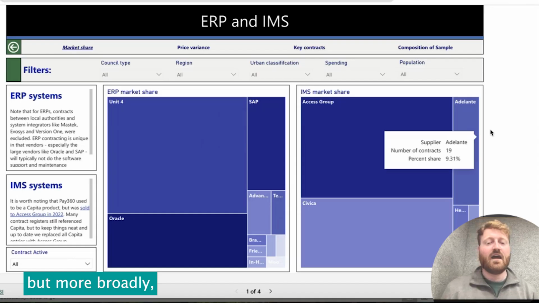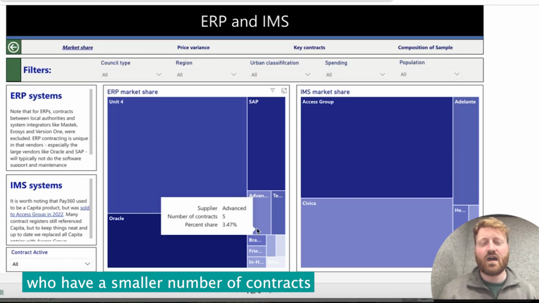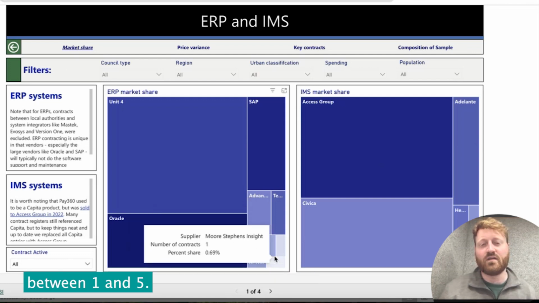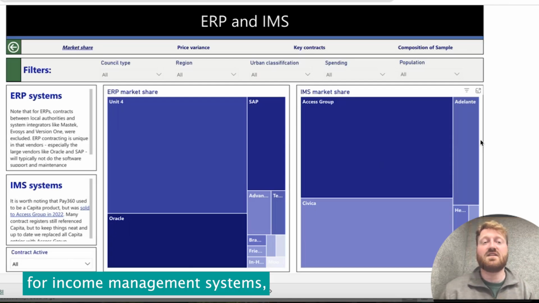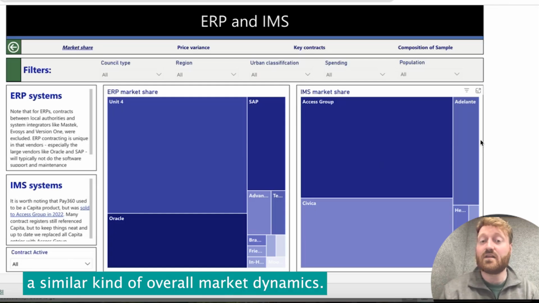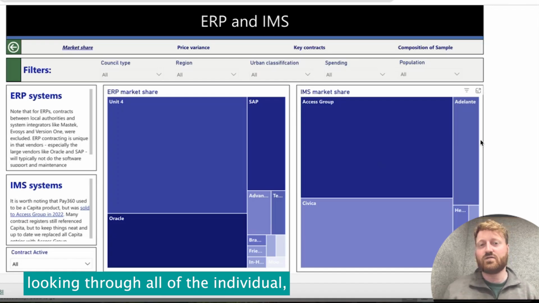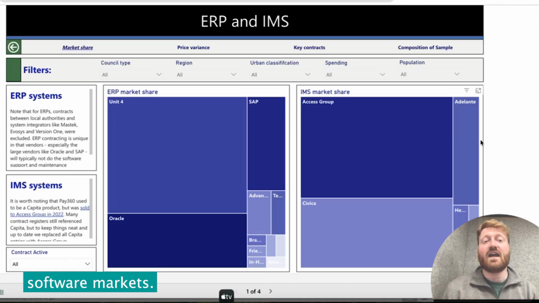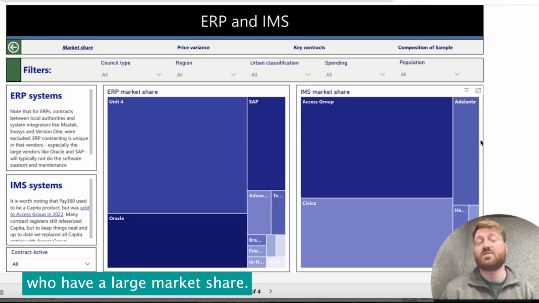But more broadly, there is a higher level of smaller market players that you can see in the bottom right-hand corner, who'll have a smaller number of contracts between 1 and 5. We've done the same analysis for income management systems because the two systems are often highly related. And that again exhibits a similar kind of overall market dynamic. This is something you'll notice looking through all of the individual software markets. In general, we see a small number of suppliers who have a large market share.